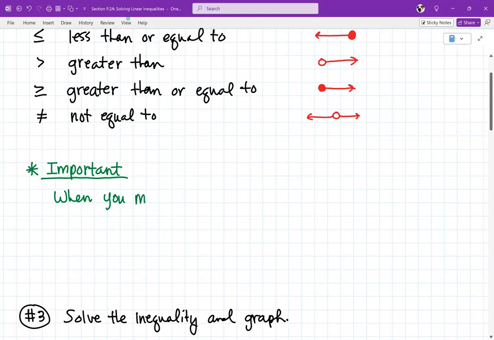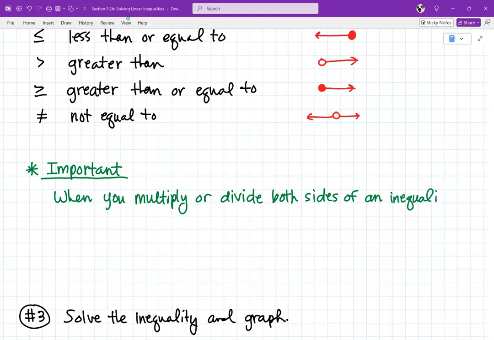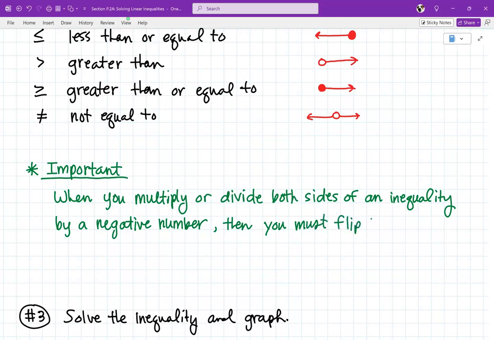When you multiply or divide both sides of an inequality, so when you multiply or divide both sides of an inequality by a negative number, okay, then you must flip the inequality, or flip the direction. Let me put flip the direction of the inequality.